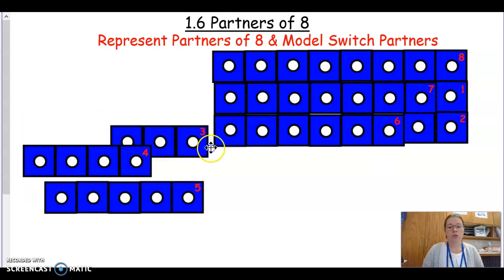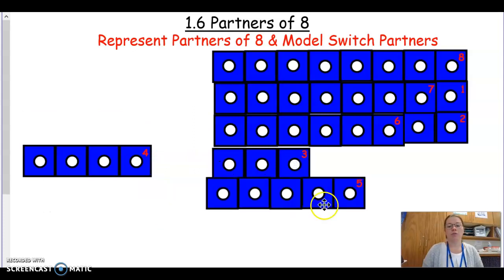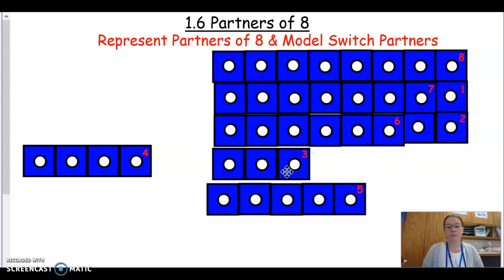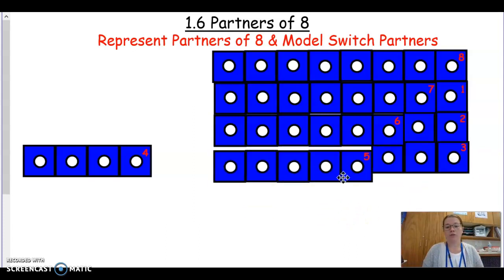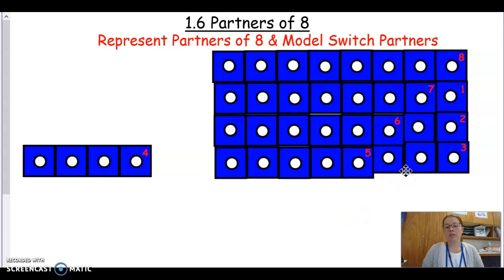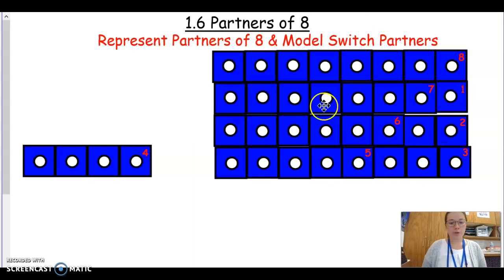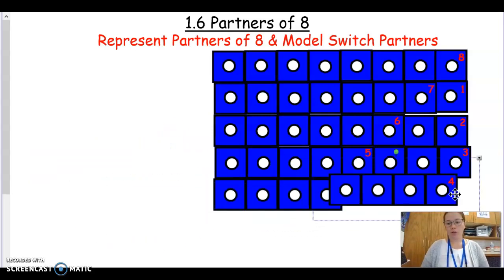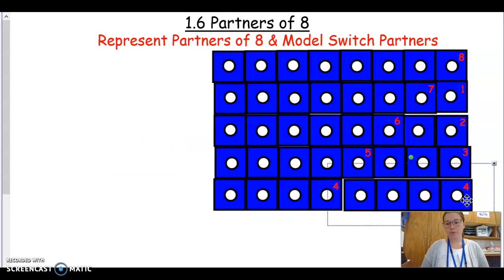We're going to use 3 and 5. And then we're going to switch those partners. 5 and 3. And remember, we can switch the partners because it's going to give us the same answer. And then our last partner, we have 4 and 4 partnering together to give us 8. And if you notice with the stair step here, we have 8, 7, 6, 5, 4, and we have 1, 2, 3, 4. Okay?